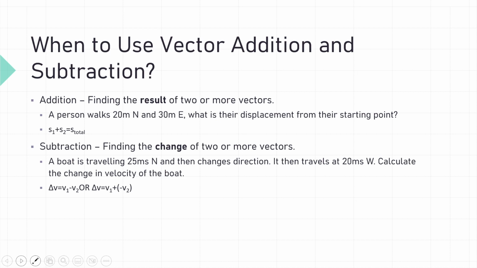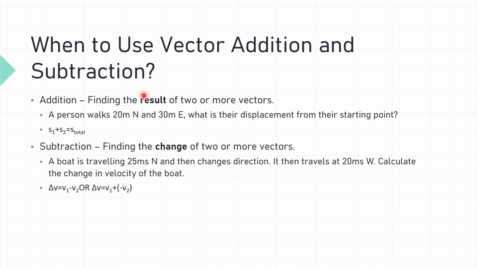So a big question is, when do we use vector addition and subtraction? Essentially, we use addition when we're trying to find the result or combination of two or more vectors. A great example is always displacement. So if a person walks 20 meters north and 30 meters east, we can use vector addition to find their displacement.